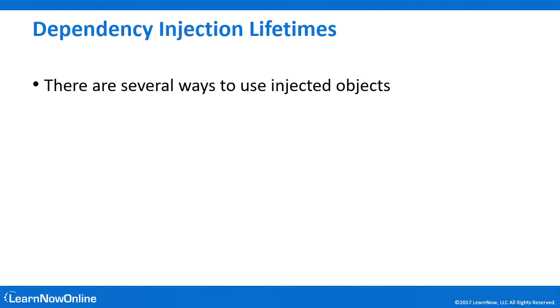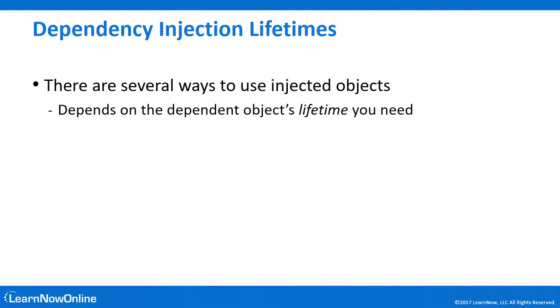Okay, so there's several ways to use injected objects. Which way you use depends on the dependent object's lifetime that you need. There are three different options. The first one is transient. This is the option used by those couple custom dependency definitions within the startup class code that I've been showing you. What this does is it maps the abstract types to concrete services that are instantiated separately for every object that requests it.